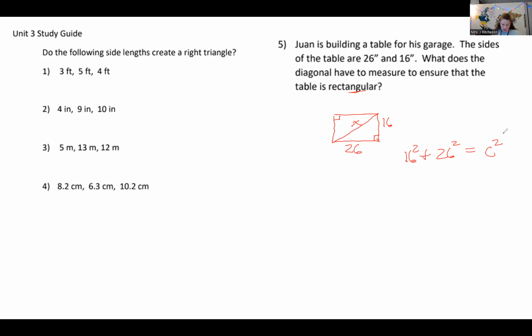So 16 squared is 256 plus 26 squared is 676. And that equals, when I add that together, we get 932. So that's C squared. So to find C, we would find the square root of both sides, and the square root of 932 is about 30.53 inches. Okay, or if it said round to the nearest tenths, it'd be 30.5.